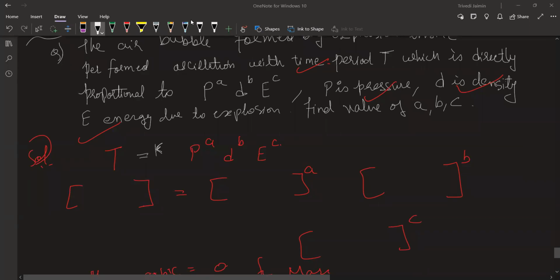So Aditi, what's work done? See, if you can't remember the dimension, no problem. Just the formula you know, right? Force into displacement. M1, L2, T minus 2. Yes, now it is correct.